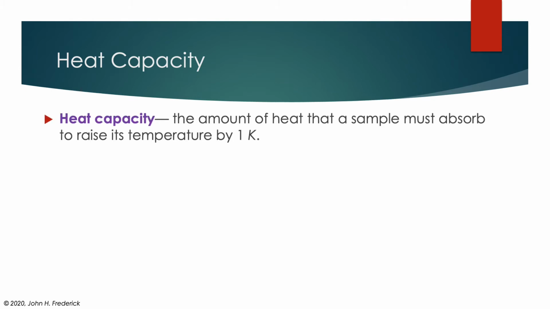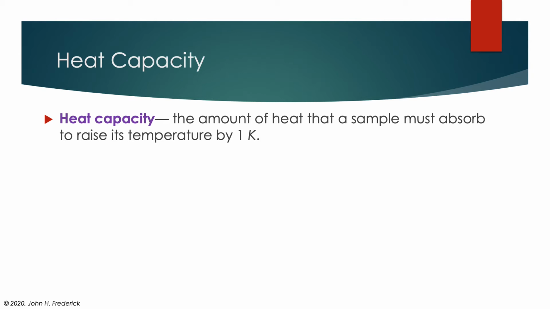A definition of heat capacity is that it's basically the amount of heat that a sample needs in order to raise its temperature by 1 Kelvin, or 1 degree centigrade, since 1 centigrade and 1 Kelvin are the same amount of temperature difference. Now, this heat capacity is an extensive property, which means that if you have more of some stuff, it's going to have a higher heat capacity. Or if you have less of some stuff, you'll have a lower heat capacity.